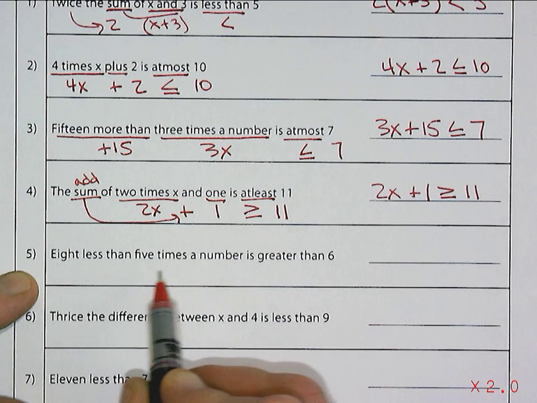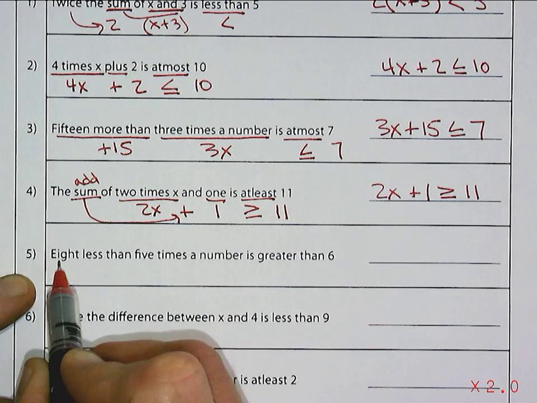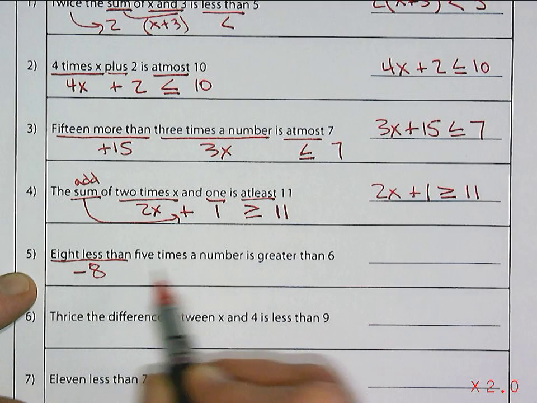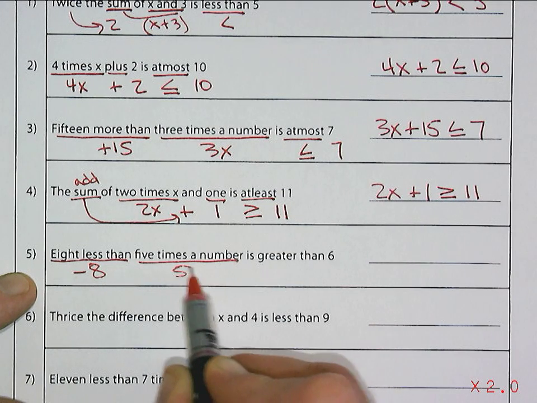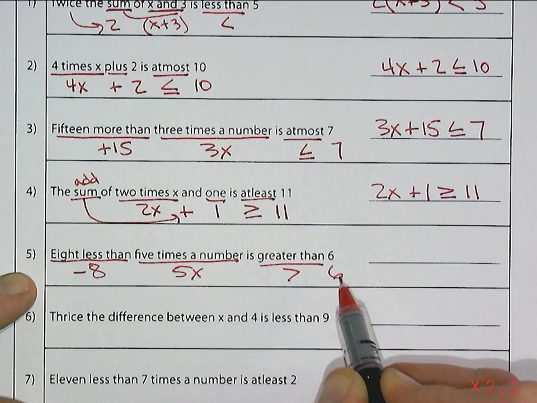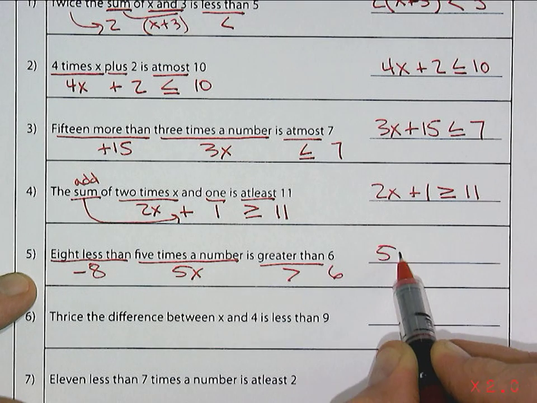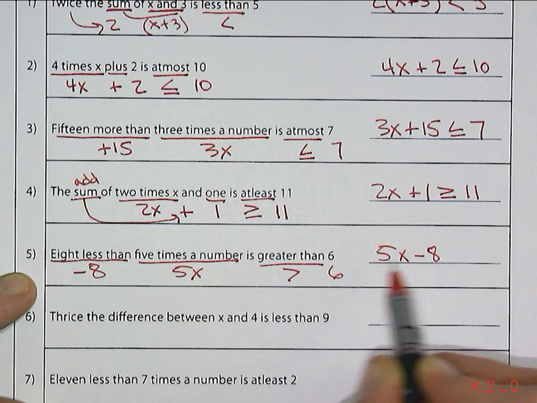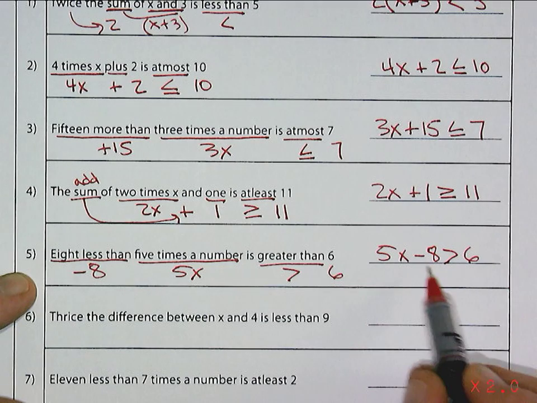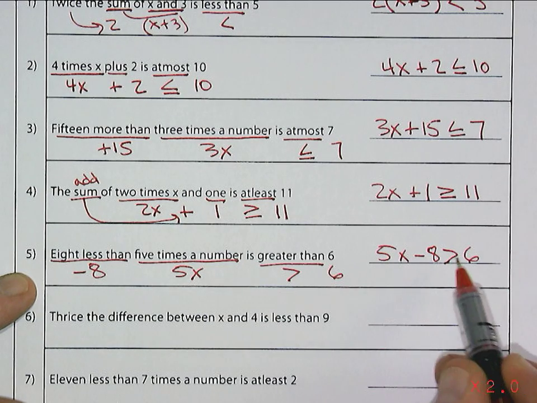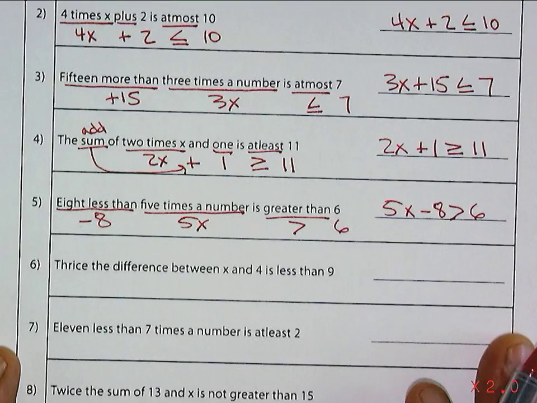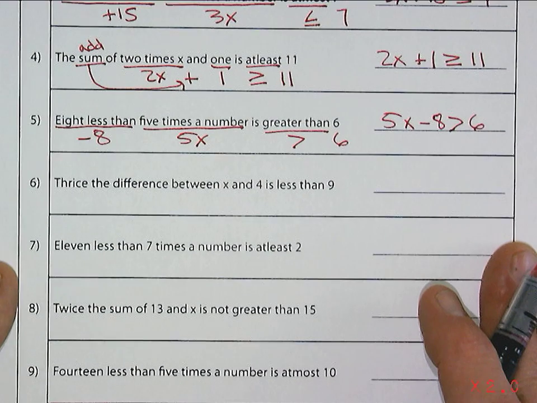8 less than 5 times a number. So 8 less than, that's going to be minus 8. To be 8 less than something, you've got to take away 8. 5 times the number is my 5x. And then it is greater than, and there's the 6. So think about it like this, 5x minus 8. 8 less than 5 times the number is greater than 6. 8 less than, that's the minus 8, 5 times the number is greater than 6. These are all my different parts, as I take that phrase and put it into an algebraic expression.